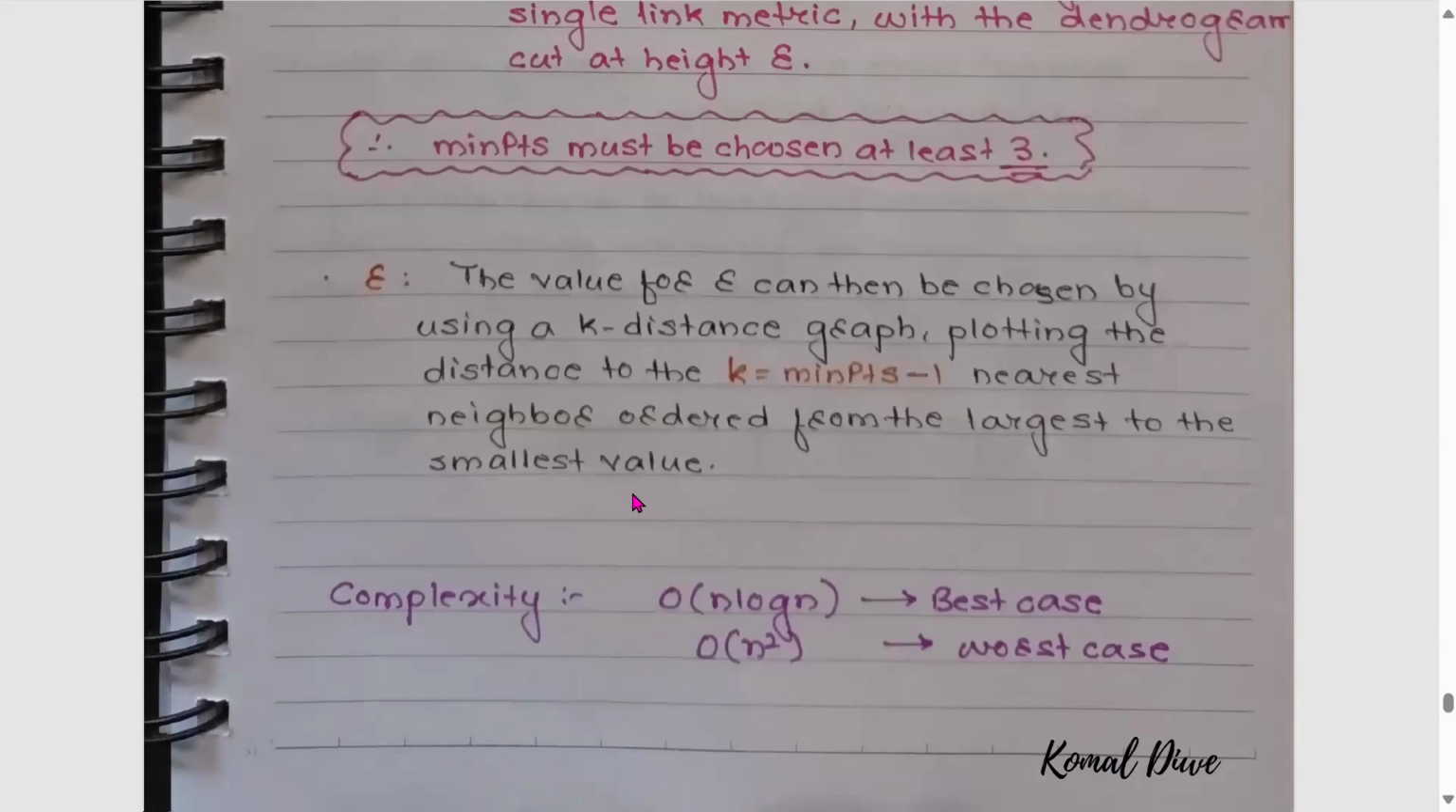Epsilon. The value for epsilon can be chosen by using a k-distance graph, plotting the distance to the k equals minimum points minus 1 nearest neighbor, ordered from the largest to the smallest value. Now you might wonder how we select the distance epsilon. For this, they are telling us the value for epsilon can be chosen by using a k-distance graph, plotting the distance to the k nearest neighbor, ordered from the largest to the smallest value.